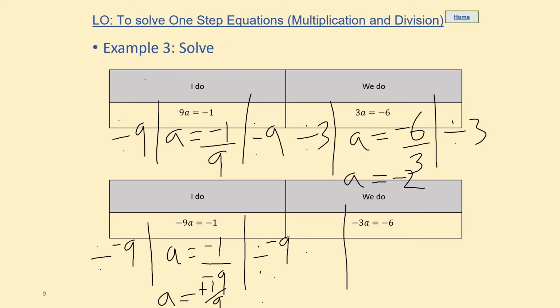Yes, we divide both sides by negative 3. So A equals negative 6 divided by negative 3. Same sign, so it becomes plus. A equals 6 divided by 3, which is 2. So plus 2, positive 2, or just 2.